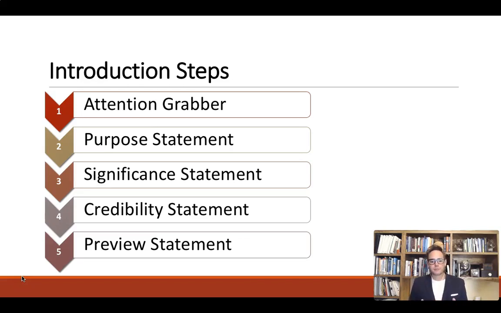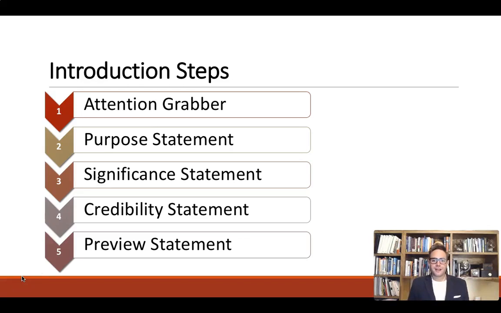And then the last step is the preview statement. And this is where essentially we communicate our main points to the audience. We simply might say, first, I'm going to discuss the importance of an introduction. Second, I will discuss the different types of introductions we can use. And third, I will talk about some best practices in developing an introduction, right? So this is essentially where we preview our body. We communicate to the audience, these are the main points I'm going to be talking about.